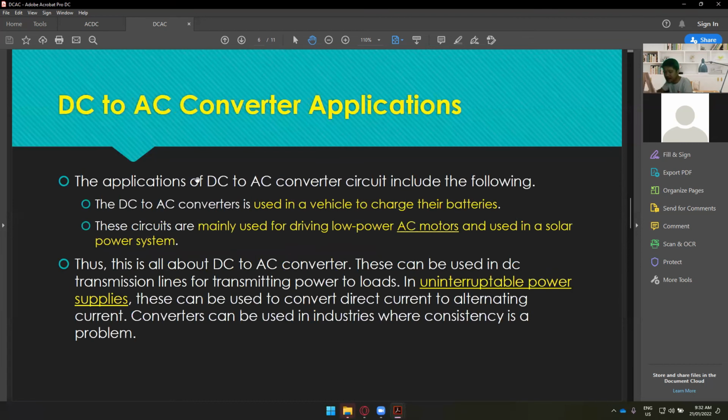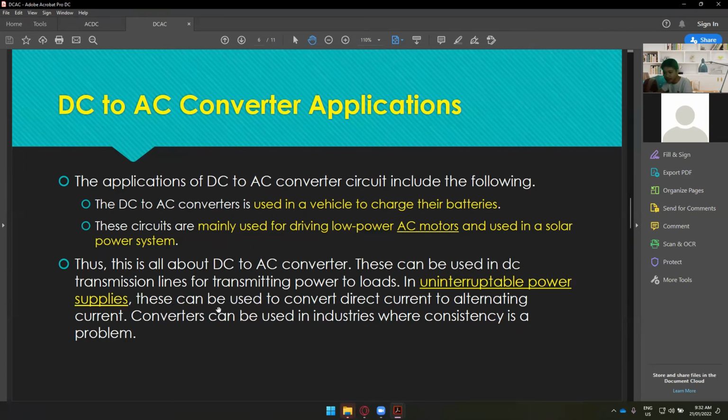Anyway, here are some applications of DC to AC. Number one, it is used in vehicles to charge their batteries. It is mainly used for driving low power AC motors and in solar power systems. Thus, this is all about the DC to AC converter. This can be used in DC transmission lines for transmitting power to loads and in uninterruptible power supplies.